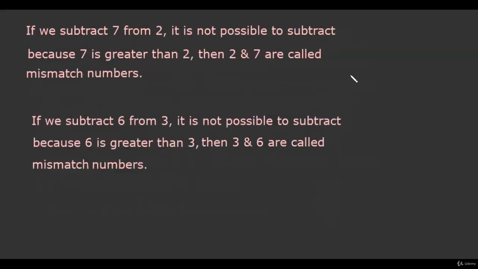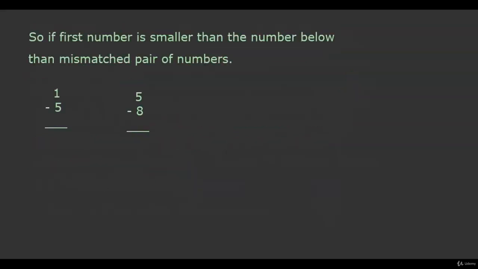But if we subtract 7 from 2, subtraction is not possible. It is not possible for us, if we have 2 things, to give 7 things to somebody. So this type of subtraction is not possible. Then 2 and 7 are called mismatched numbers. Similarly, if we subtract 6 from 3, then 3 and 6 are called mismatched numbers. So if the first number is smaller than the number below, then they are mismatched numbers. Here 1 and 5 are mismatched numbers, 5 and 8 are mismatched numbers.